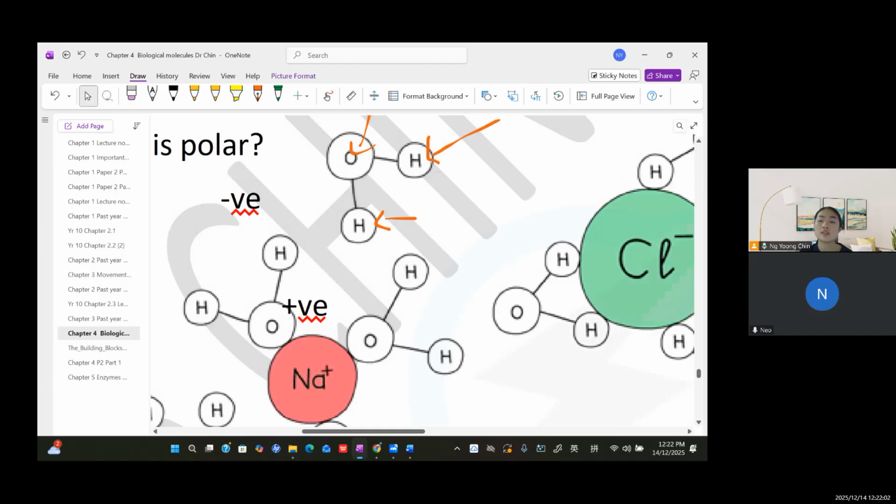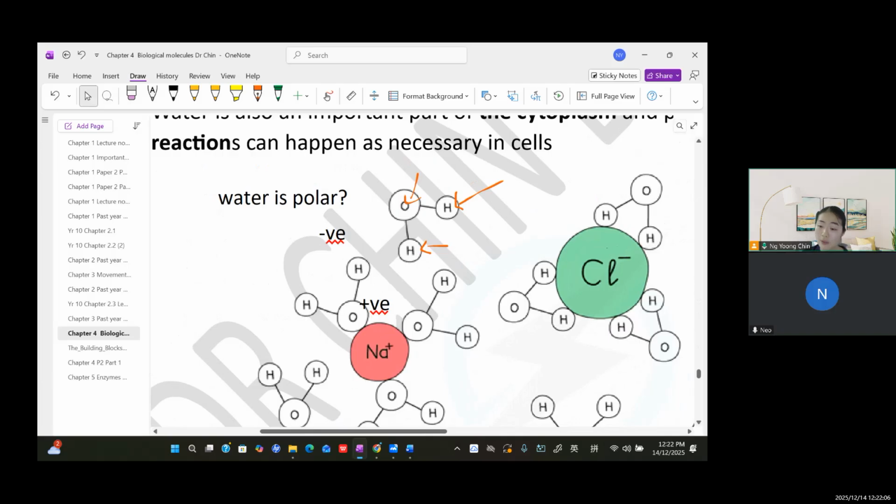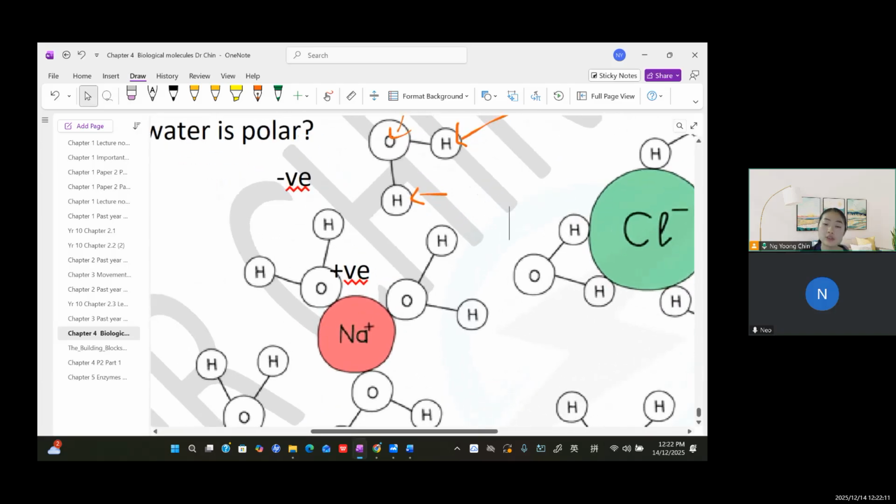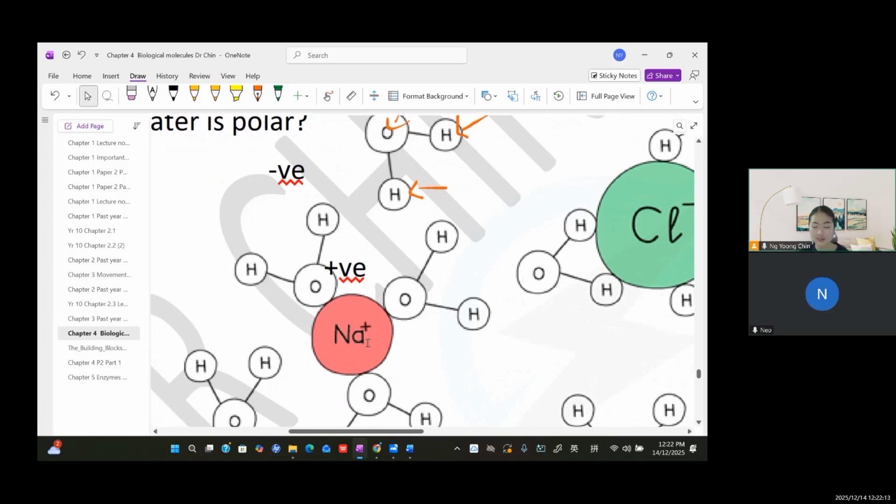So that's why a lot of ionic compounds carry the charge on their molecule. For example, salt solutions made from sodium and chloride can dissolve in water. Why can the salt dissolve in water? It's because it has this Na plus, which carries the positive charge, so it can attract to the oxygens, which carry the negative charge.